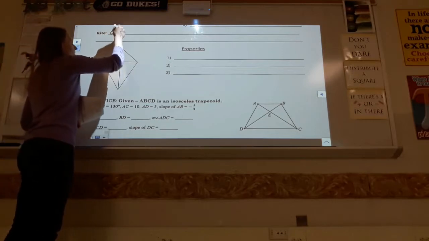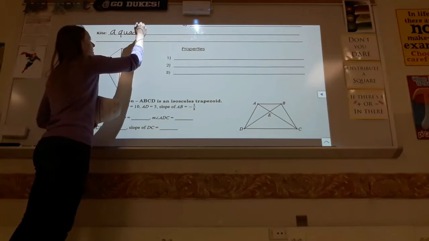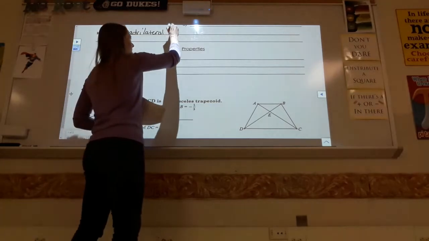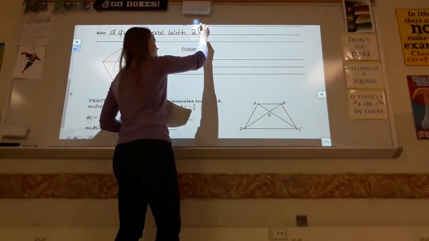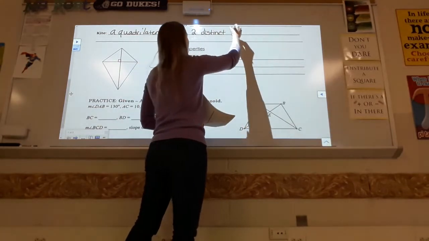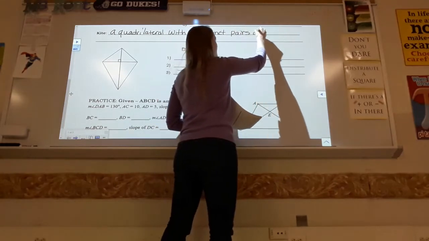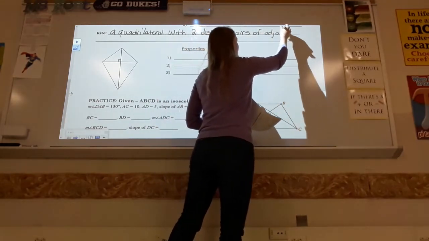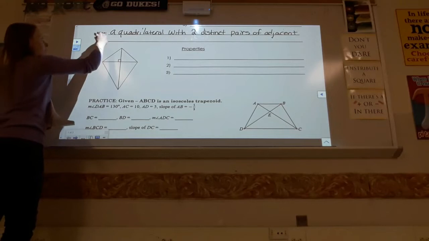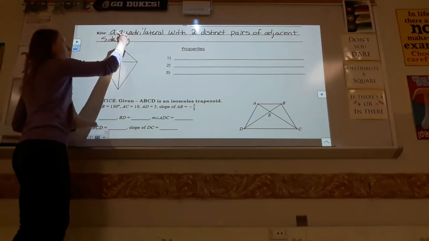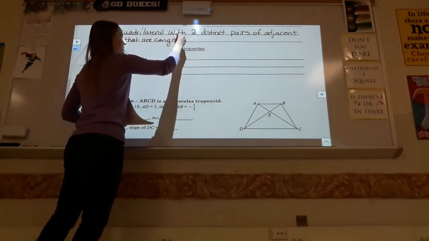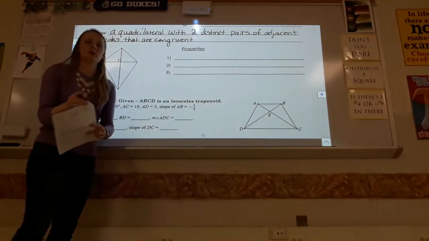A quadrilateral, I always forget how to write this out, with two distinct pairs of adjacent sides that are congruent. It's a little bit wordy, but whatever. All right, so a quadrilateral with two distinct pairs of adjacent sides that are congruent.